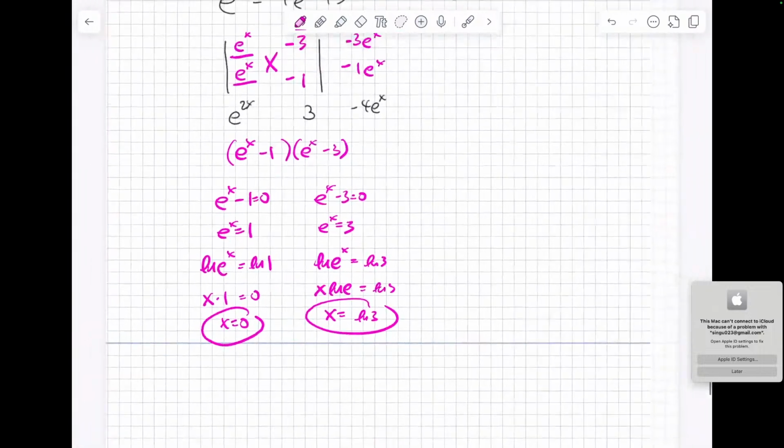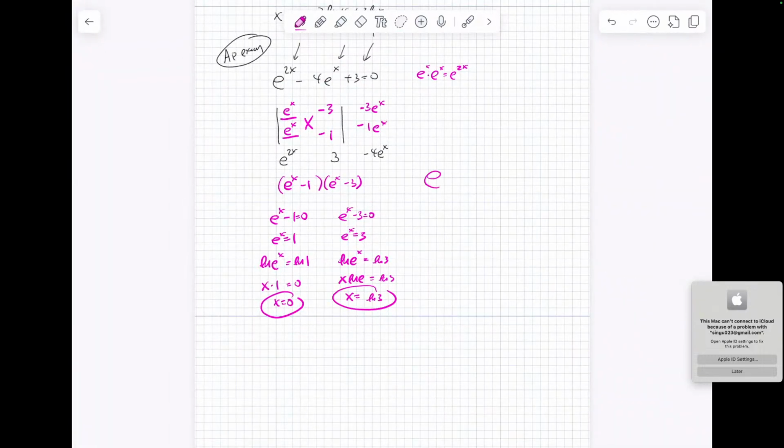Now, without the box method, can you do it? Some people don't like the box method. I understand. I'll show you how to do it.